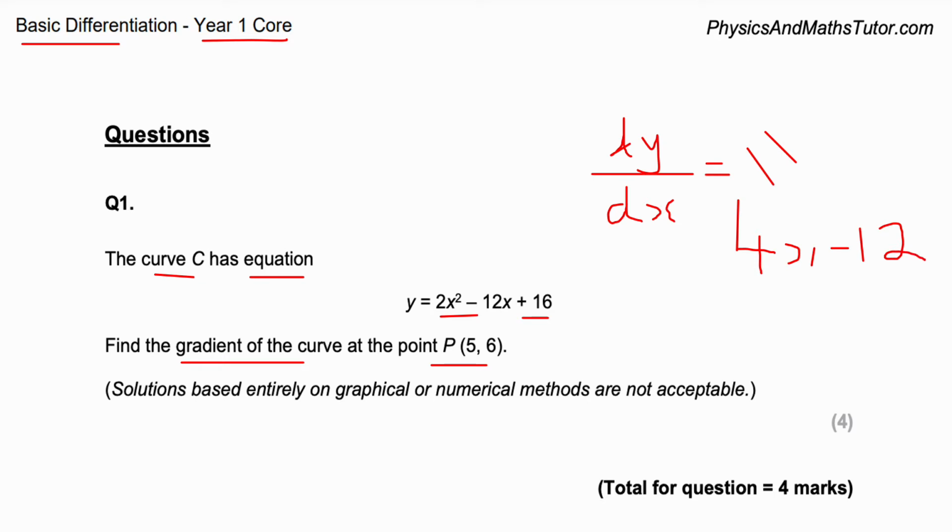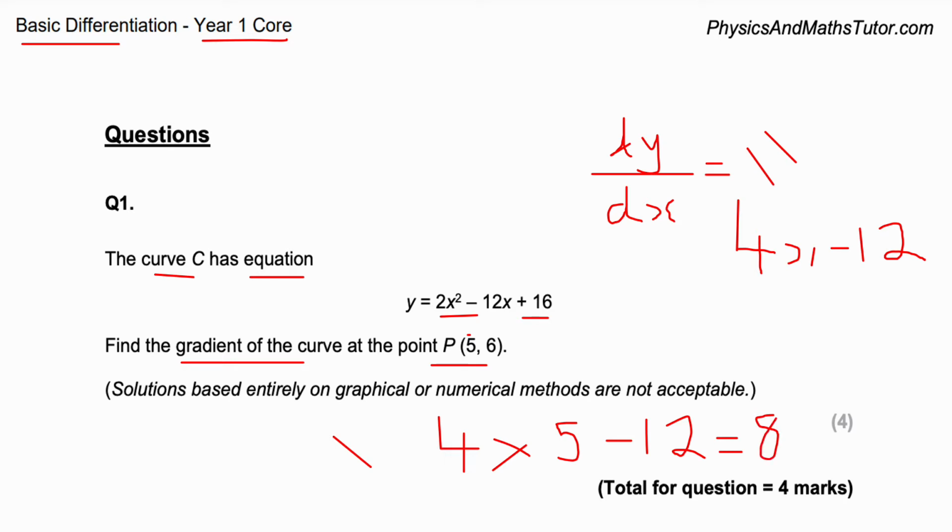So the gradient at this point, I'm going to sub in the x coordinate of 5 into here. So I have 4 lots of 5, so 4 times 5, and then take away the 12. Well, 4 5s are 20, take away 12 is equal to 8. But feel free to obviously use your calculator to check your answer if you need to.